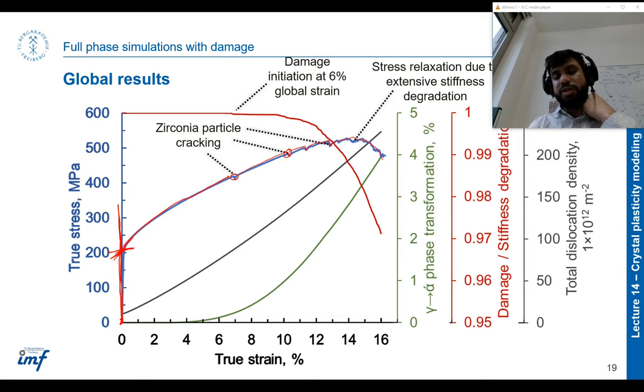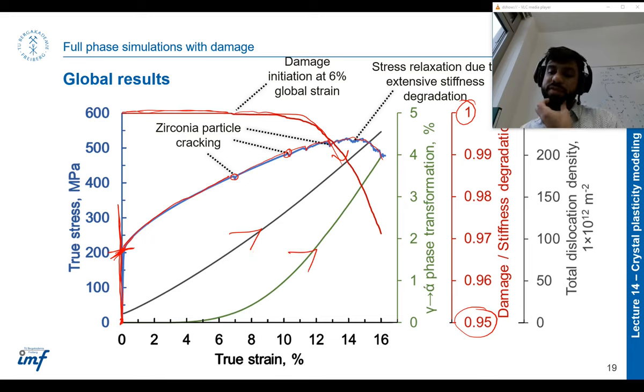But in this graph, we explicitly plotted damage as well. You can see it. It is plotted between 1 and 0.95, where 1 is fully dense material and 0.95 is the damaged material, and we see that the damage initiates and propagates, and then we also see that the total dislocation density is increasing. The gamma 2 martensite transformation is also increasing. So these are the trends which we get from our global processing of the simulation results.